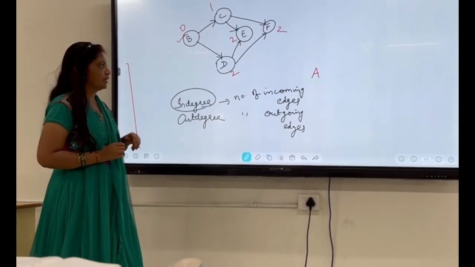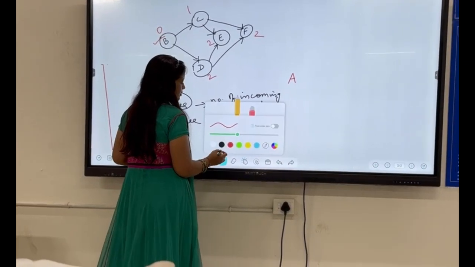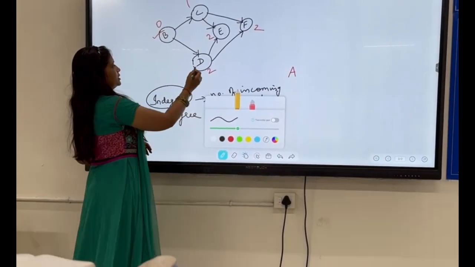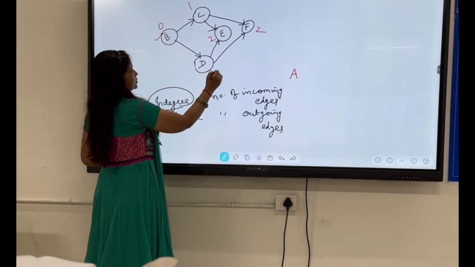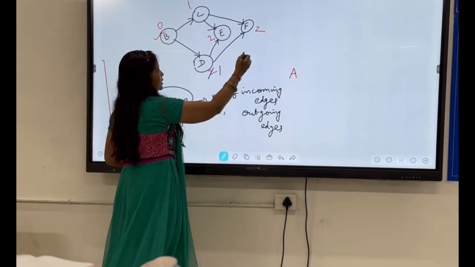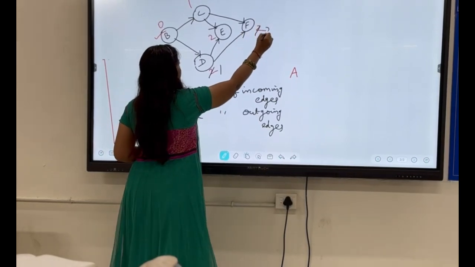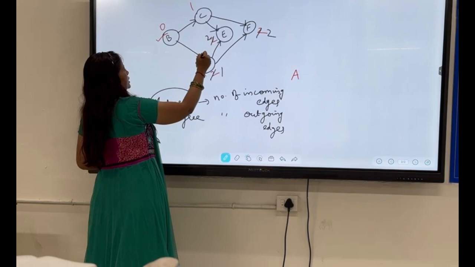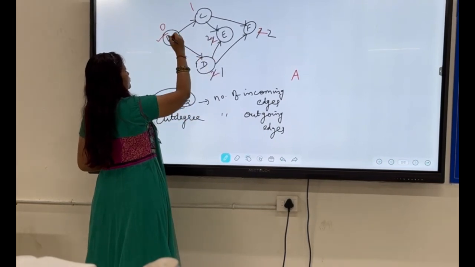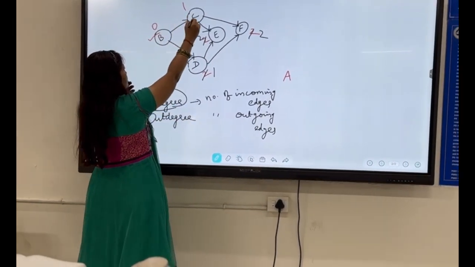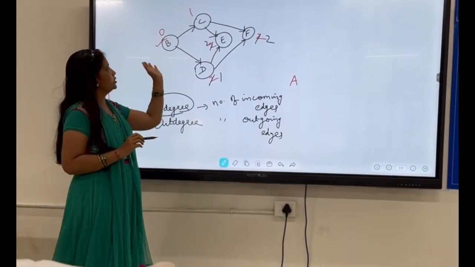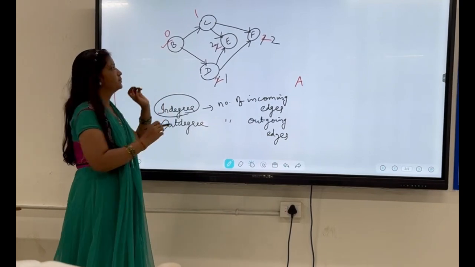Now again find out the in degrees. Update the in degrees. What do you get? For D the in degree is 1. For F it is 2 only. For E it is 2 only. For B it is 0. For C it is 1 only. All the other values are the same. So again the node with in degree 0 is B.